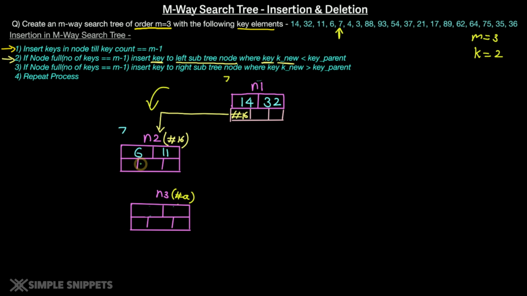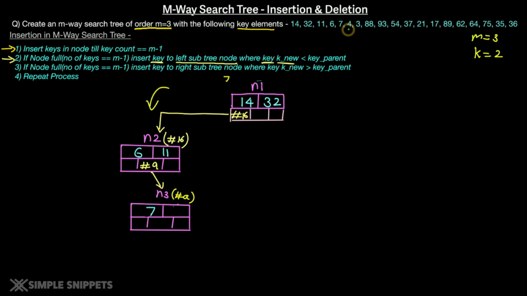So this hash a is the address of this node created in the memory. So that's how you will do the linking. And this 7 will get stored inside this new node n3. Alright, so now that you've got a hang of it, let's quickly go ahead with all the other values.